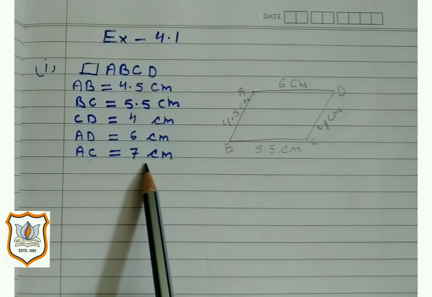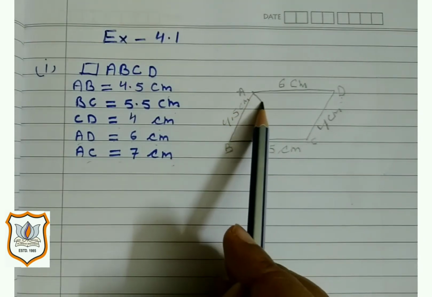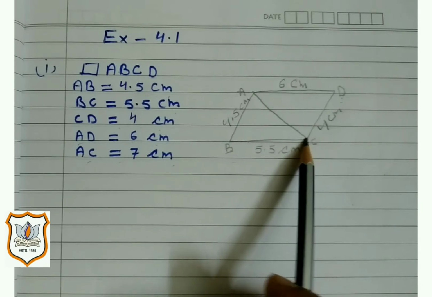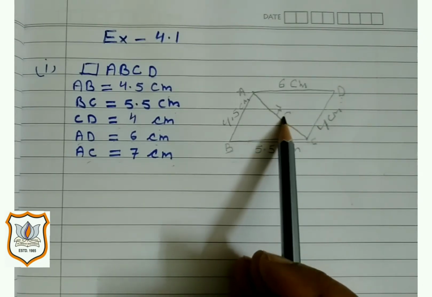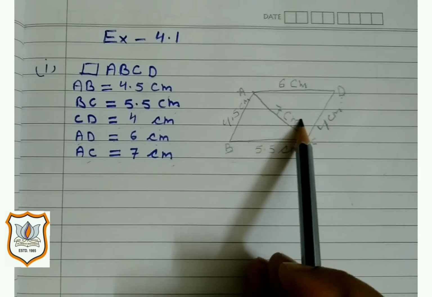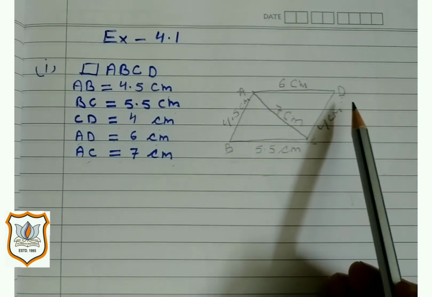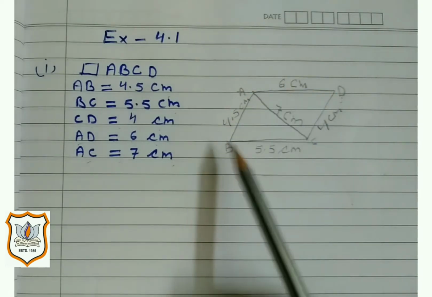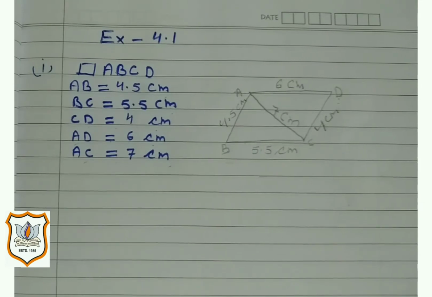And AC is equal to 7 centimeter. So we join points A and C. This is AC and this is 7 centimeter. Students, this is the diagonal of quadrilateral ABCD. Clear? So now our rough sketch is ready. Now we will see the rough sketch and construct quadrilateral ABCD.